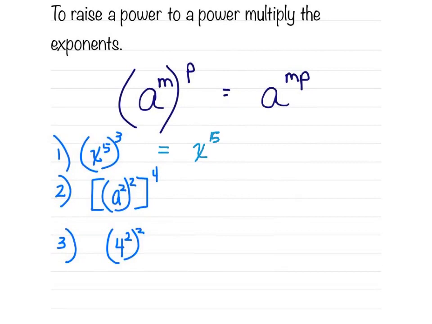Number 2, a squared raised to the 4th would be a to the 2 times 4, which is 8. Number 3, 4 squared raised to the 2nd would be 4 to the 4th power, which can be simplified. 4 times 4 times 4 times 4, which is 256.